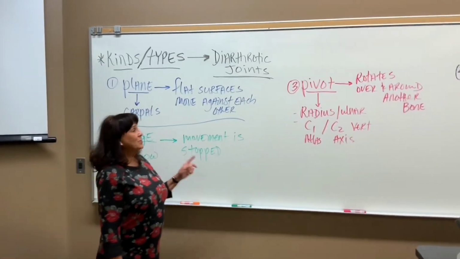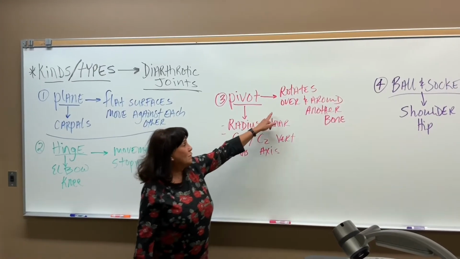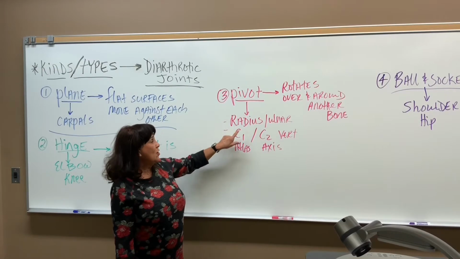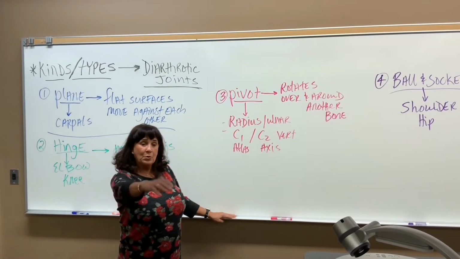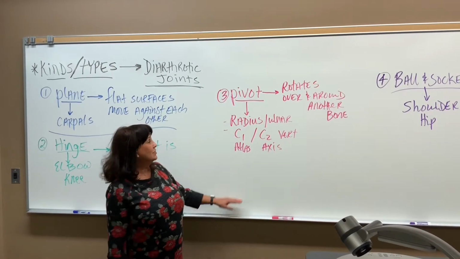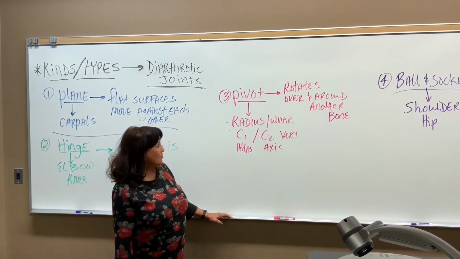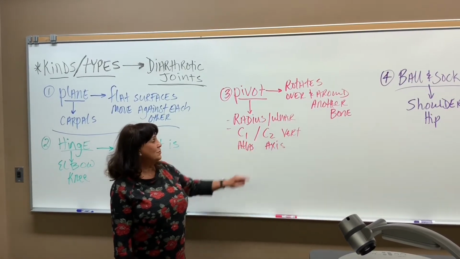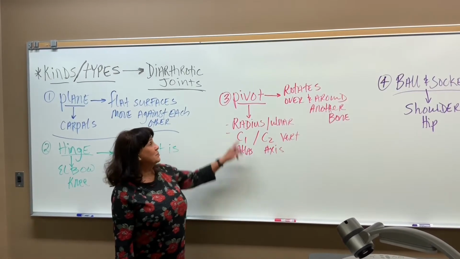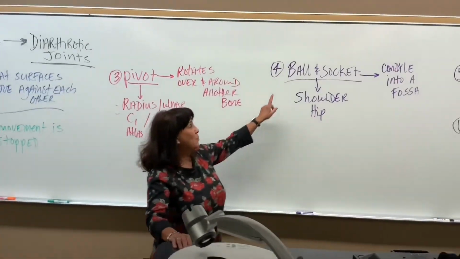And then the next one is called a pivot joint. So something has to move around. It rotates over and around another bone. And so the best examples of pivots are the radius and the ulna, when you pronate your hand, and then when you supinate it, you turn it out. And so radius and ulna work well that way because they rotate around each other. And then the C1 and C2 vertebrae, the atlas and the axis: when you turn your head, that does a pivot, right?